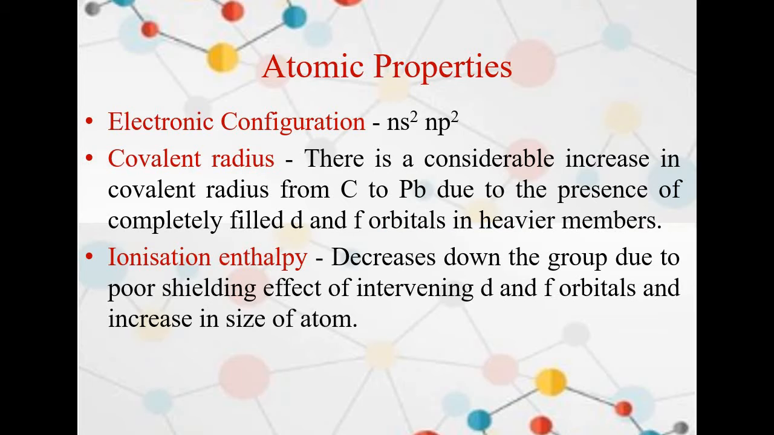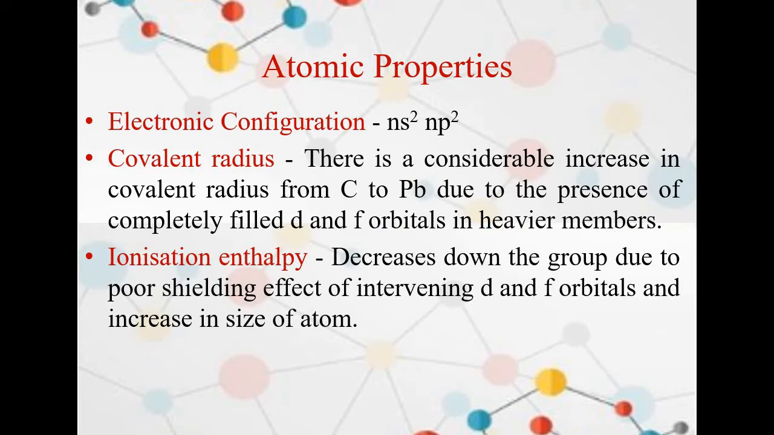Second property is covalent radius. There is a considerable increase in the covalent radius on moving down the group from carbon to lead. This is due to the presence of completely filled d and f orbitals in heavier members.